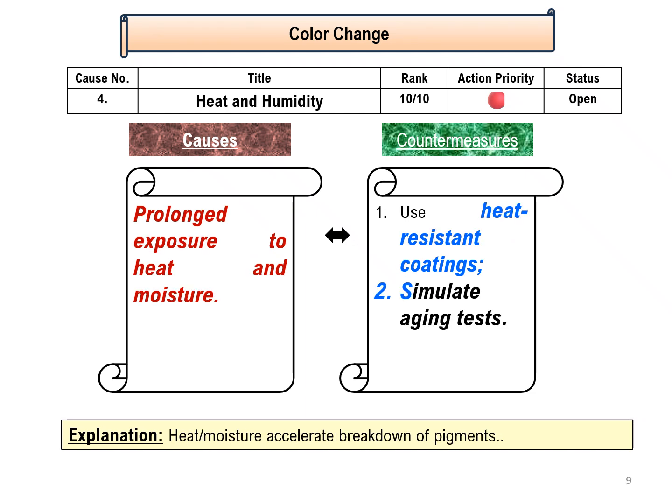Number 4. Heat and humidity is another important factor which contributes to color change. Prolonged exposure to heat and moisture accelerates breakdown of pigments. Therefore, use heat-resistant coatings and simulate aging tests.